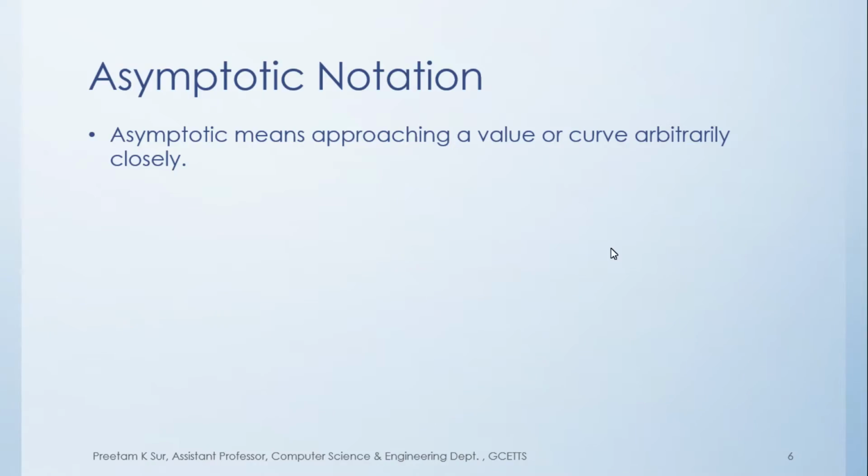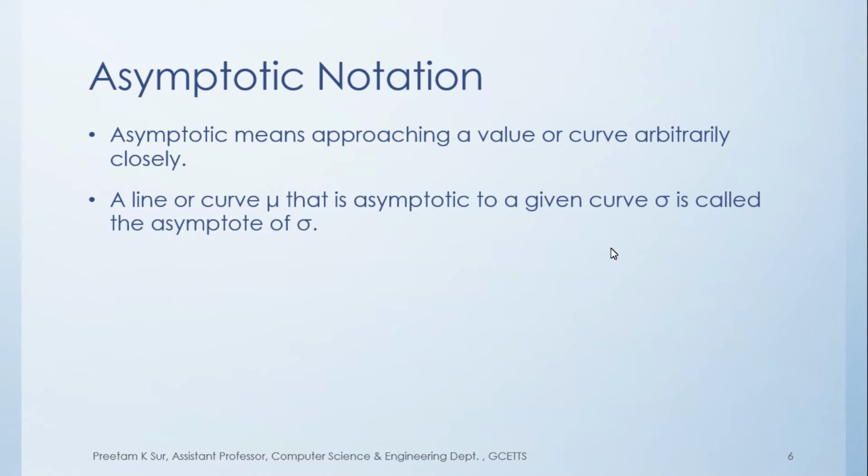Okay. So how we define it: a line or curve mu that is asymptotic to a given curve sigma is called the asymptote of sigma. So what it is telling, suppose we have an exact curve like this one. If you look at it, this curve will be very hard to realize. Mathematically, this curve can involve so many factors that it will be very hard for a human being to realize. Now what can we have?